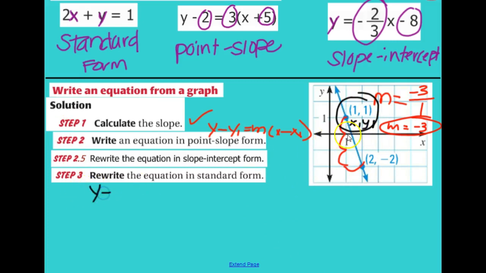So y minus y1, which is 1, equal to our slope, which is -3. And then in parentheses, x minus x1, which is 1. So we wrote an equation in point slope form. Now rewrite it into slope-intercept form, or solving for y, just like we've been doing earlier. I'm going to distribute this. We have -3x and then a +3. This is y minus 1.